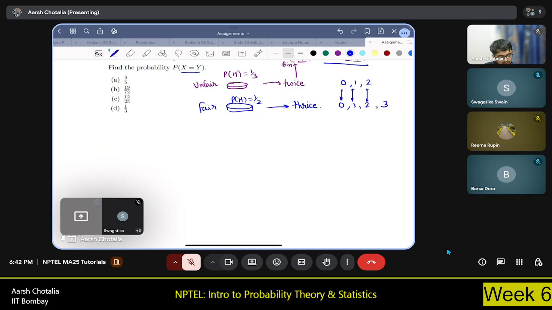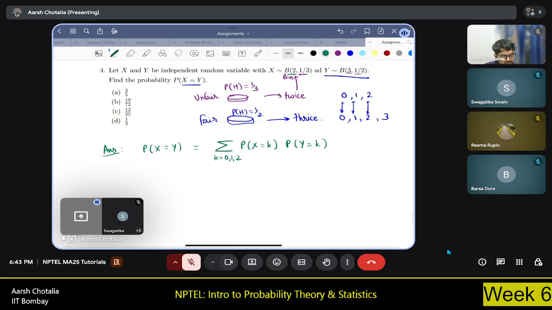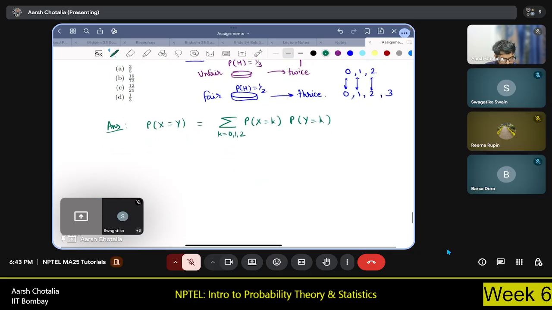Okay. So the answer is the probability that x is equal to y is the sum over all possible values of k such that x is also k and y is also k. And we know that k can take values only 0, 1 and 2. Why? Because you are throwing the first coin only twice, so at most you can get 2 heads. Okay. This we can calculate. So this is x and this is y.